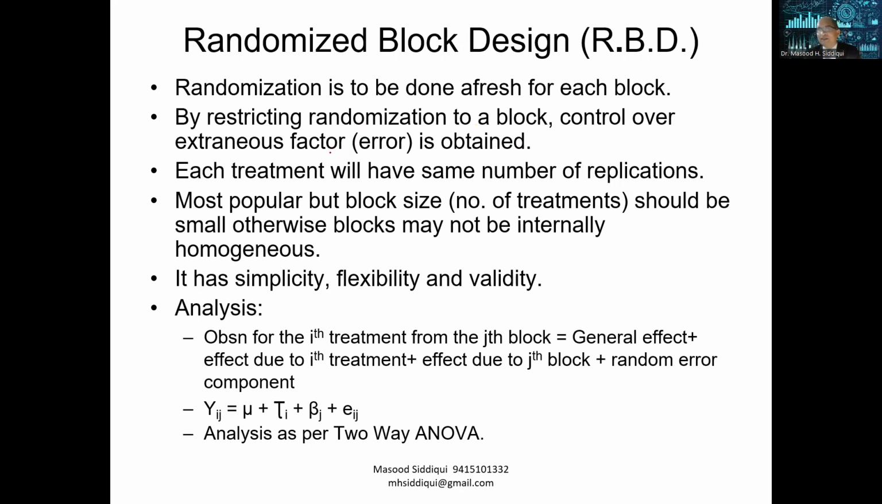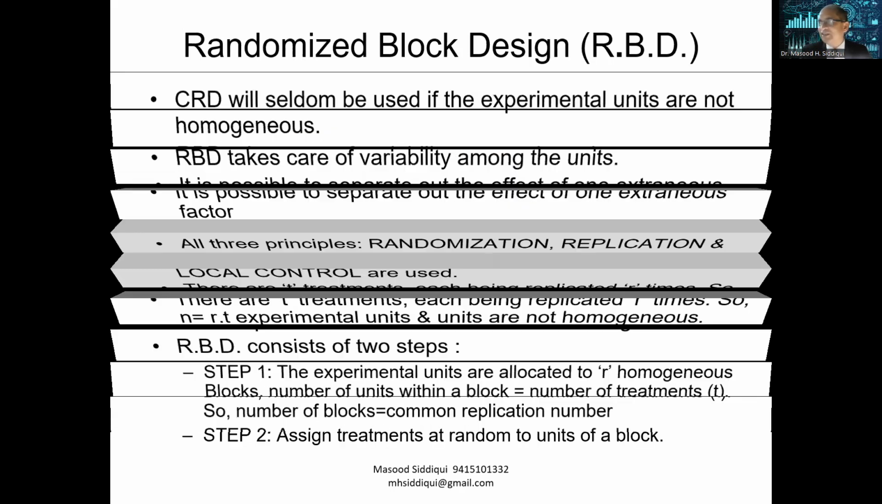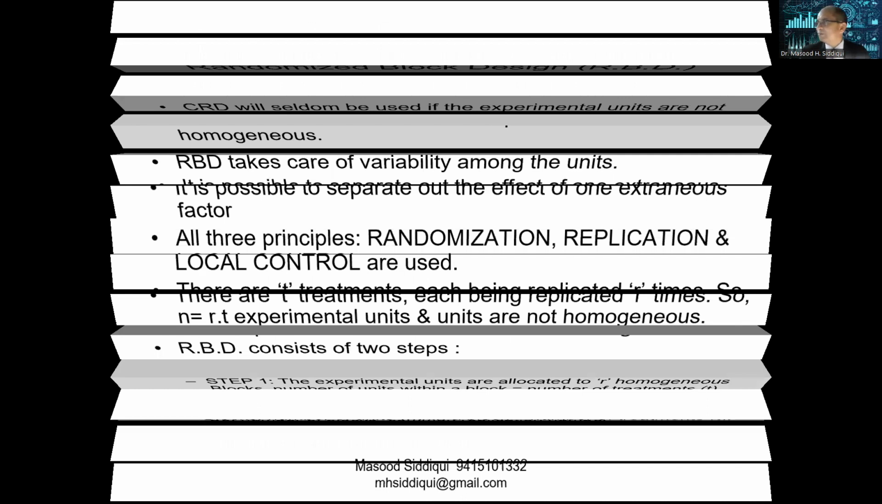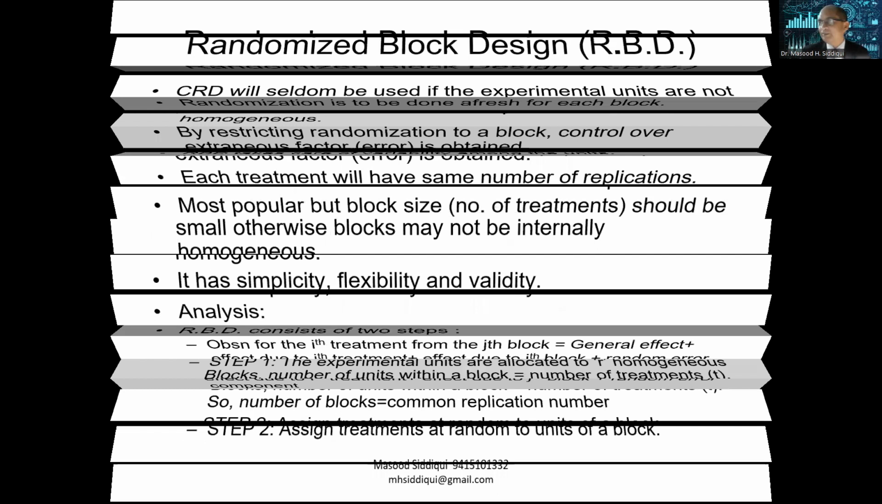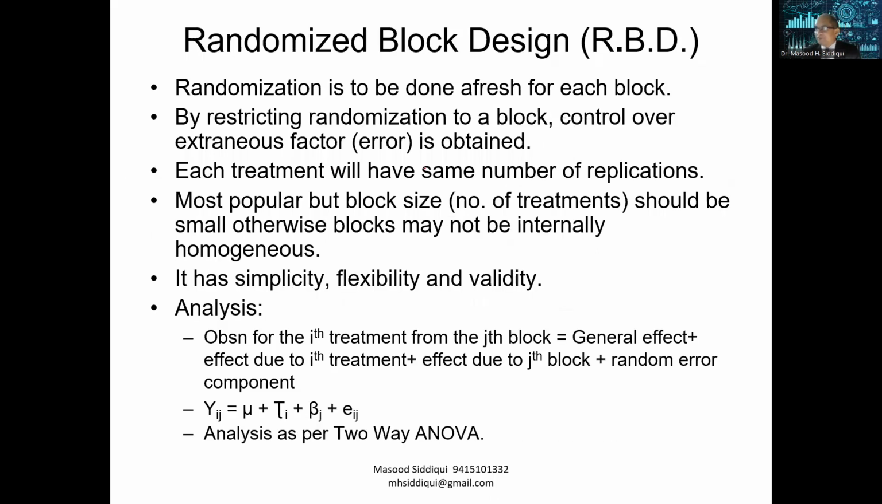Which is not possible in the completely randomized design. Now, as we have observed also, each treatment would have the same number of replications. So like in that example, each treatment, whether this is T1, T2, or T4, should be repeated 5 times. So each treatment has the same number of replications.